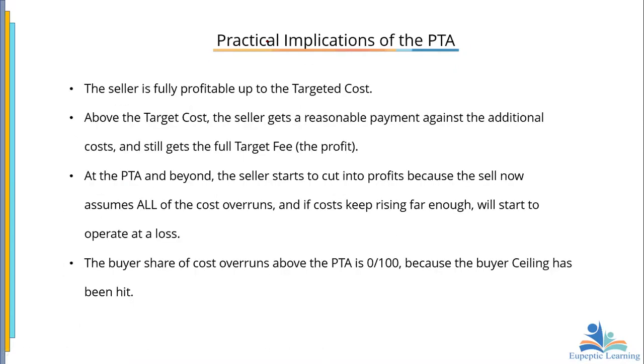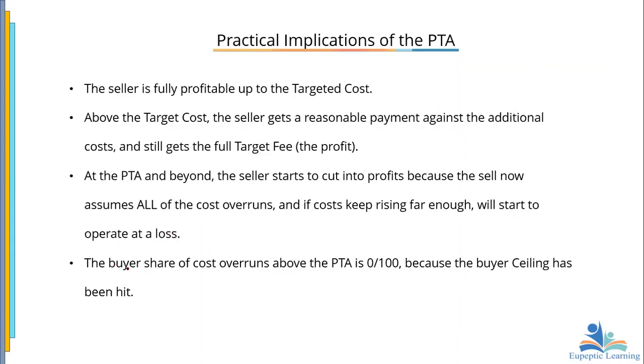But let's look at the practical implications of PTA. It means that the seller is fully profitable up to the target cost. Above the target cost, the seller gets a reasonable payment against the additional cost and still gets the full fee. Now, at the PTA and beyond, the seller starts to cut into what? Profit, because the seller now assumes all of the cost overruns. And if costs keep rising far enough, we'll start to operate at a loss, as we saw in that calculation.